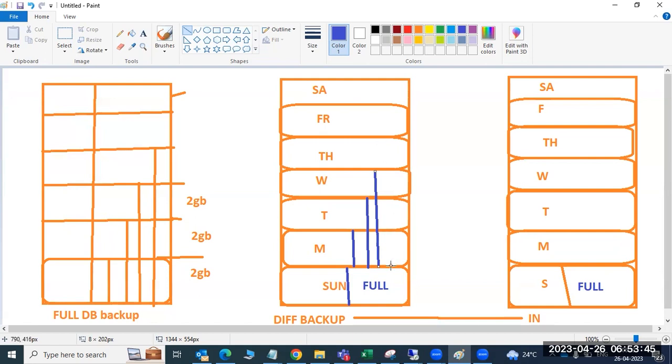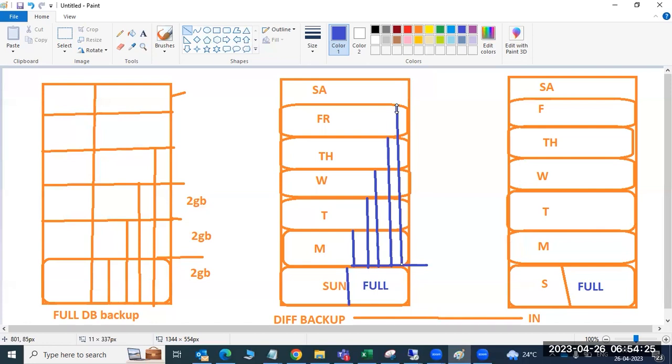When you are taking Thursday, it will look at Monday, Tuesday, Wednesday, Thursday. So it will take this backup. It won't take the full backup again, from the starting. Why? Because if it is taking from the starting again, then that is the full DB backup, right? So differential backup means whatever data comes after the full backup, that data will be backed up. Again, you are taking Friday. When was the full backup? Sunday. After Sunday, whatever data comes, that data will be backed up. That is the differential backup.